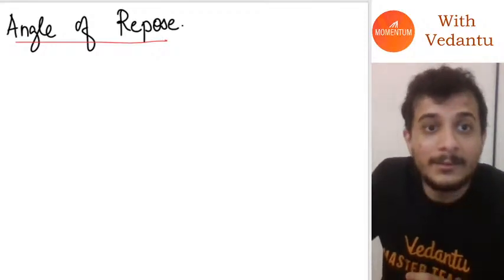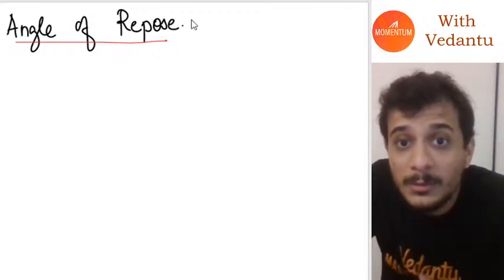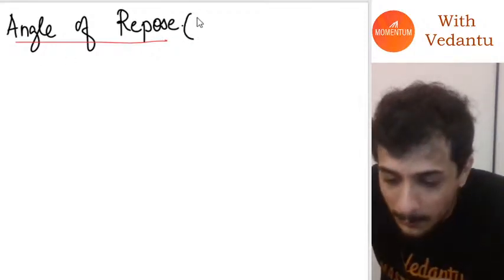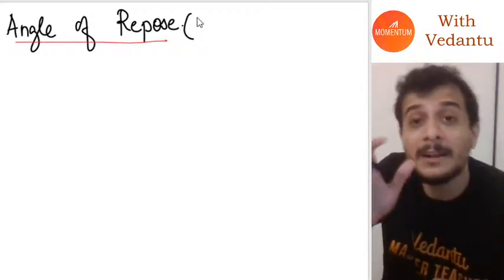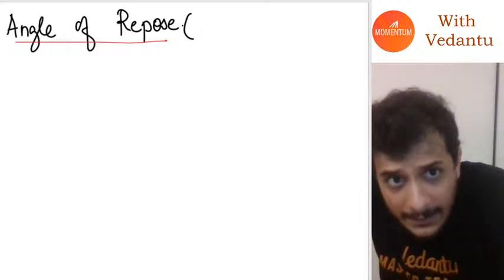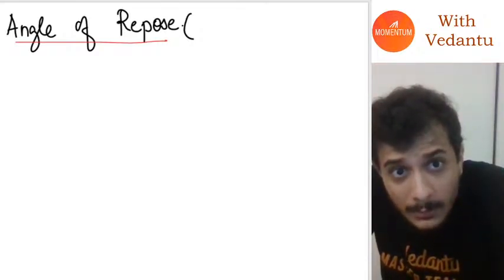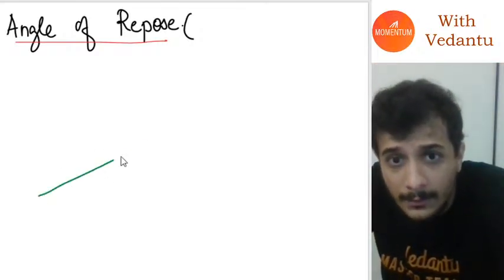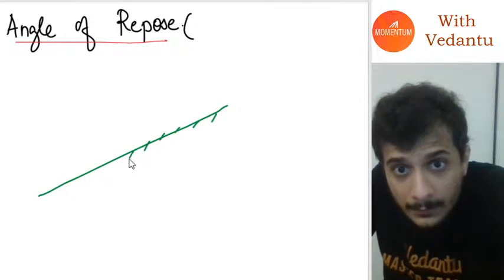So I want to know the angle at which the body just starts falling, or the maximum angle up until which it doesn't fall. I want to know that angle. That is called angle of repose. How do I calculate that angle, guys? Let's say I have an inclined plane.